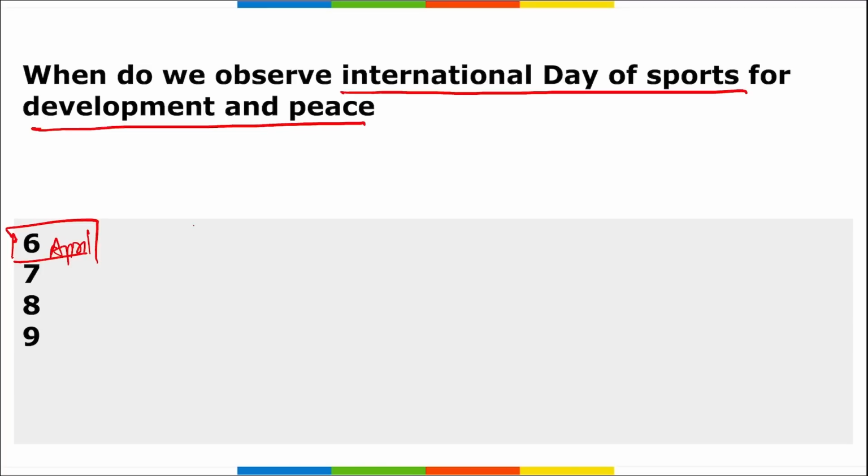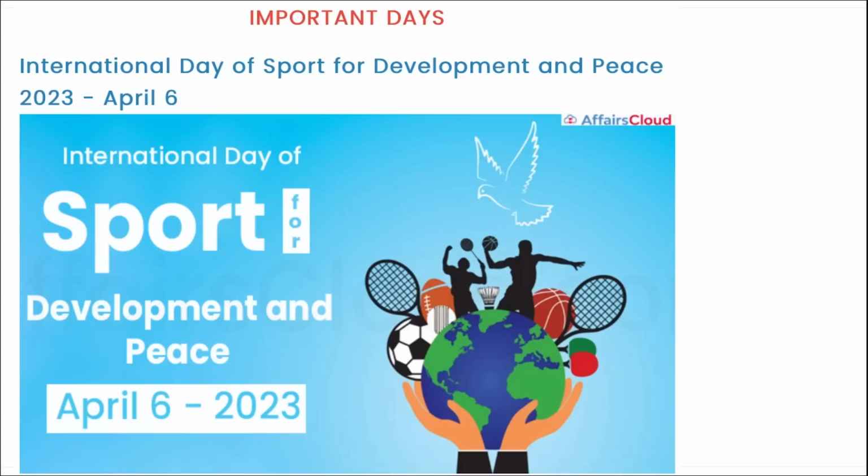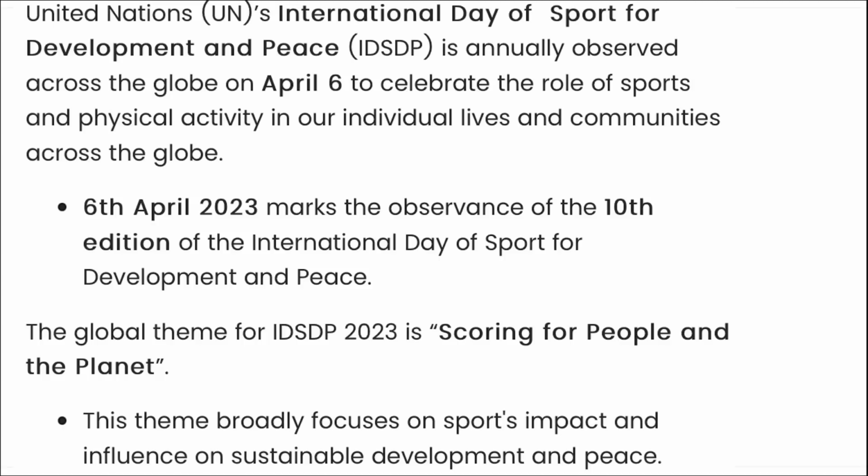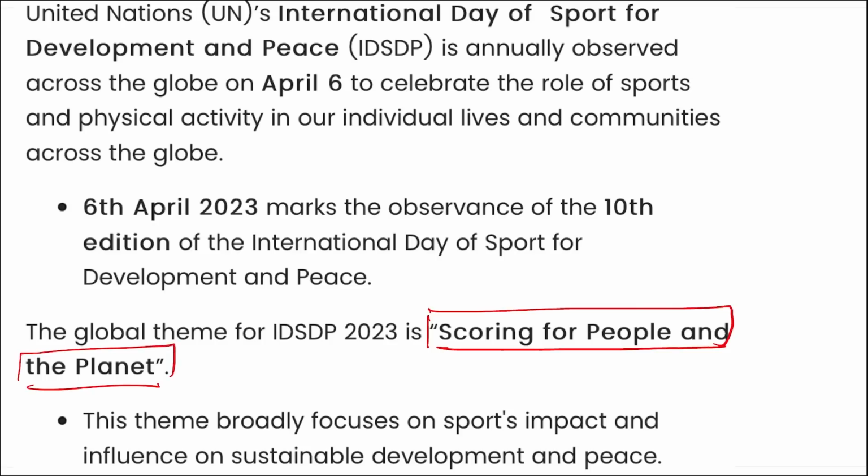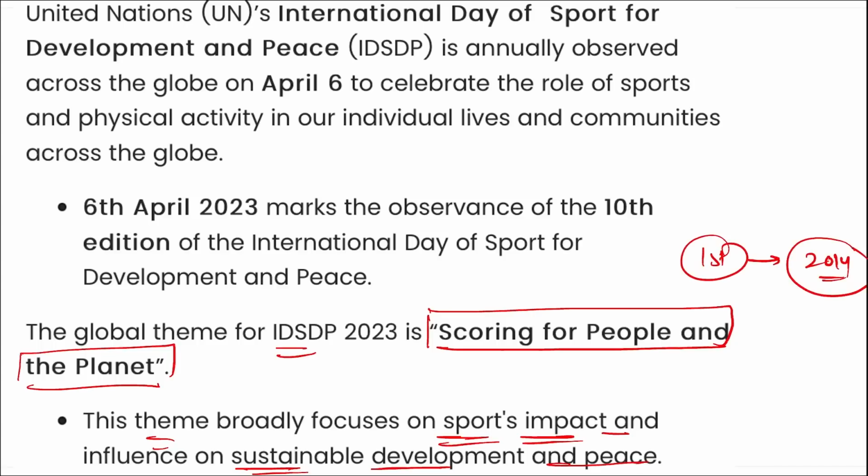6th April marks the observance of the 10th edition of the International Day of Sport for Development and Peace, and the theme that you can remember for the same is Scoring for People and the Planet. The theme broadly focuses on sports' impact and influence on sustainable development and peace. The first ever edition of this day was observed on 6th of April 2014.